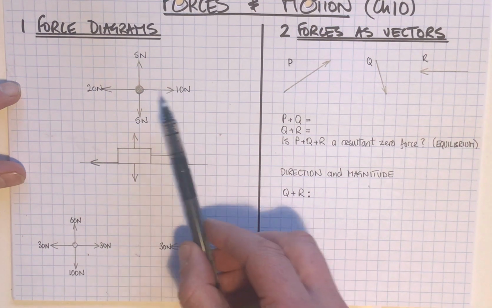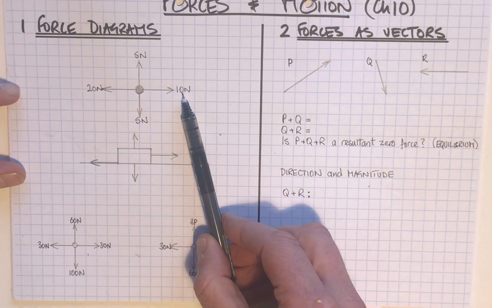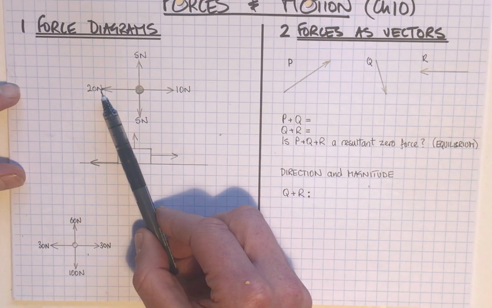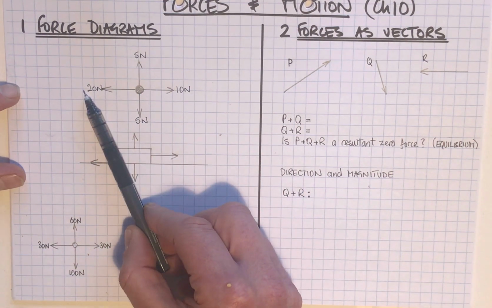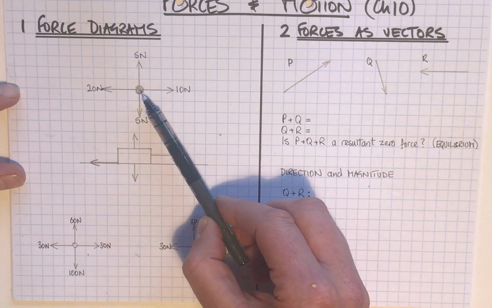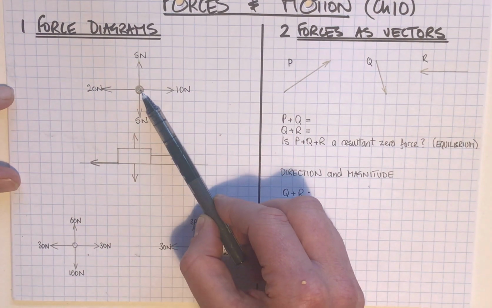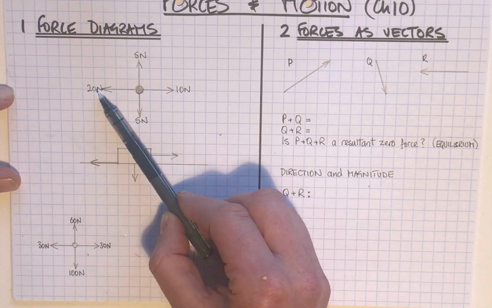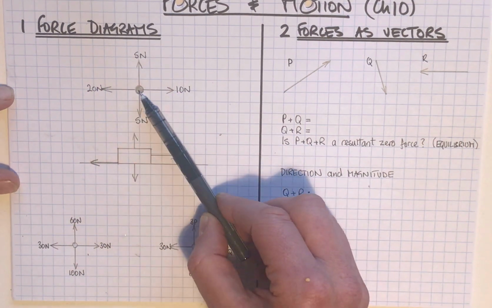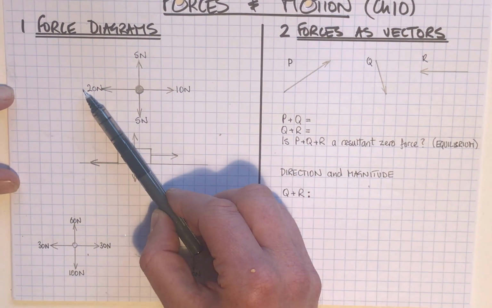Left and right, however, because you've got 10 newtons this way and 20 newtons that way, the resultant is 10 newtons of force pulling this way. So this particle would accelerate in that direction, and there'd be a 10 newton force, the resultant of these two, pulling it that way.